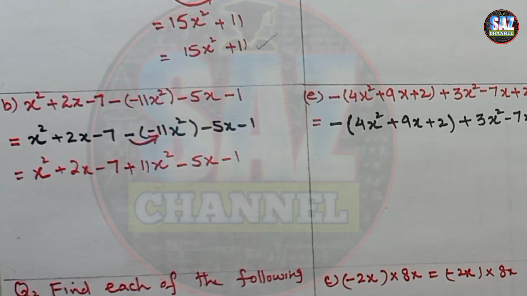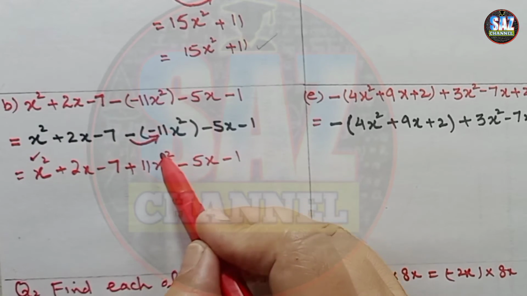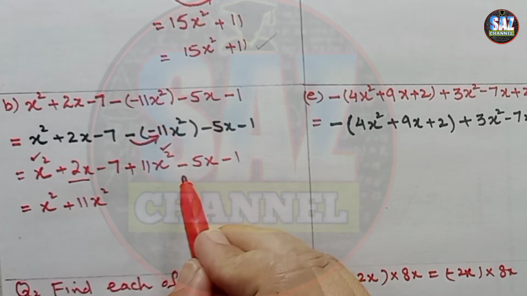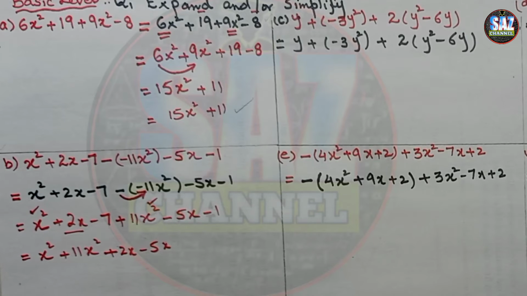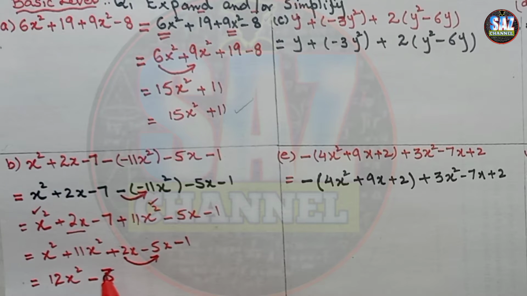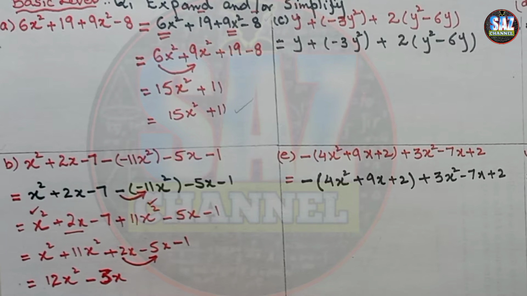Now in the next step we write the like terms together: x square and 11x square are the like terms. x square plus 11x square, and then plus 2x and minus 5x, and minus 1. After writing the like terms together, we solve them according to the signs in between them. Here we do not have any sign and any number before x square, so it is understood that we have 1 at this place. When 1 is added to 11, it becomes 12x square, and then 2 is positive and 5 is negative, so we take away 2 from 5, and my answer will be minus 3x. 5 minus 2 is 3, minus 3x minus 1.